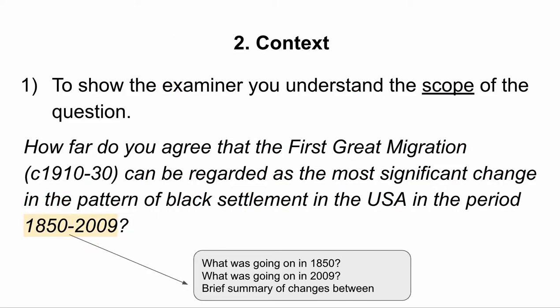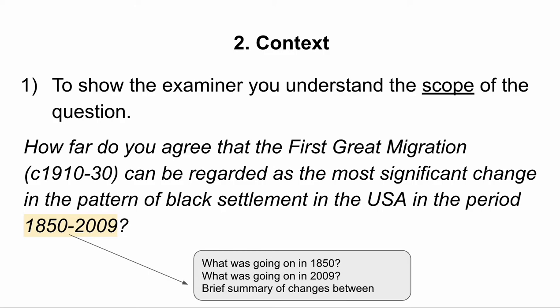So let's talk about context. In terms of context, what that means is showing the examiner that you understand the scope of the question. Okay, you understand what was going on in this time frame. So here's a question. How far do you agree that the first Great Migration, circa 1910 to 1930, can be regarded as the most significant change in the pattern of black settlement in the USA in the period 1850 to 2009? So this is a past question on the civil rights paper.